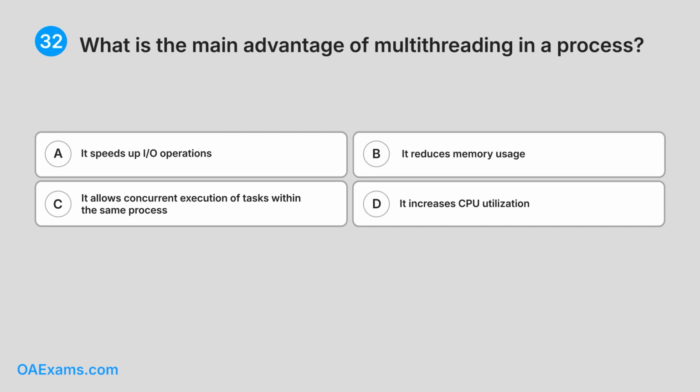A. It speeds up I/O operations. B. It reduces memory usage. C. It allows concurrent execution of tasks within the same process. D. It increases CPU utilization. What do you think is the answer?